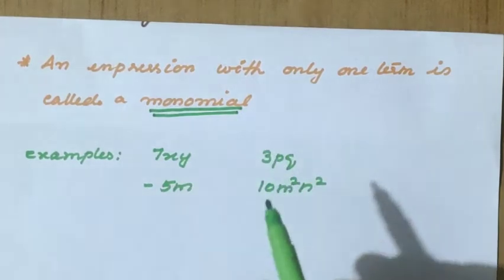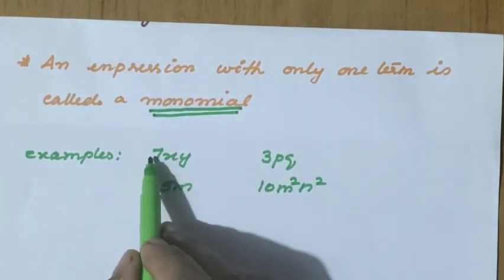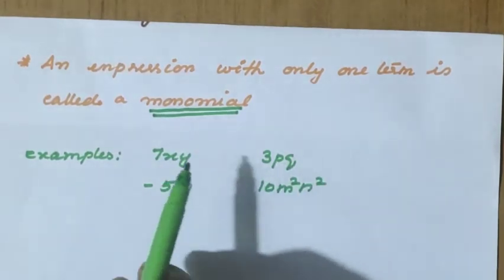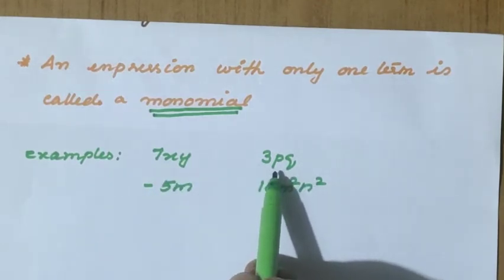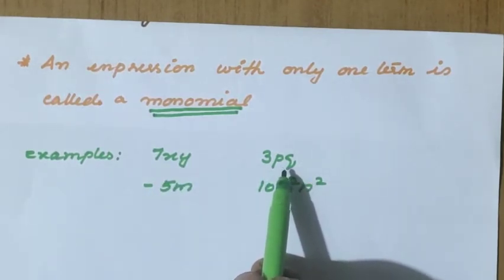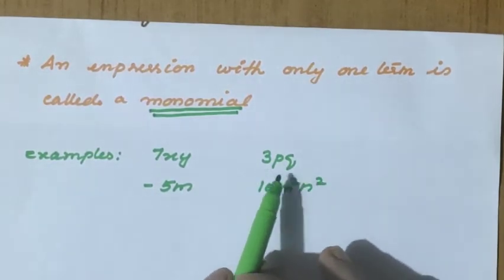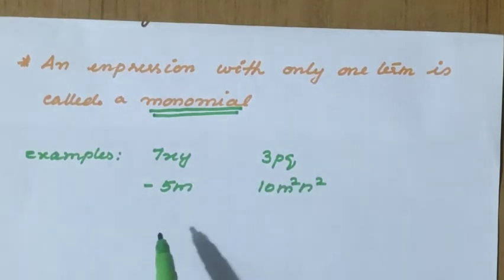What is the example for monomial? 7xy, the first example. We are not adding or subtracting anything to 7xy. 7xy is the only one term. So one term means it is an example for monomial. Another example, 3pq. Again you can see only one term is there. We are not adding or subtracting anything from this one, so we are getting only one term, so it is also an example for monomial.